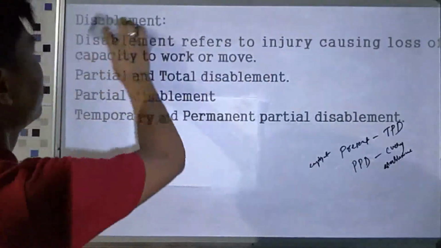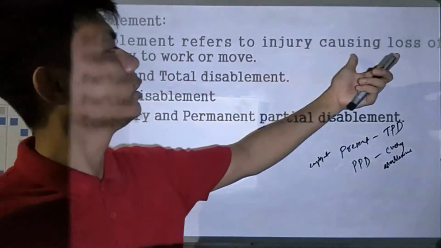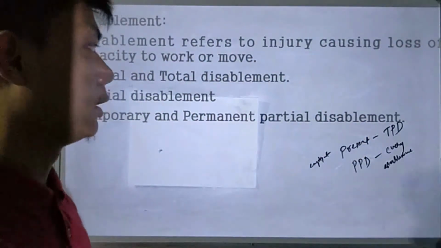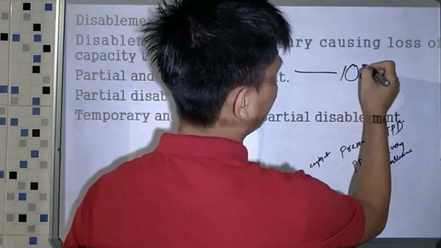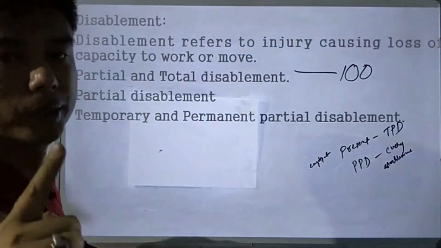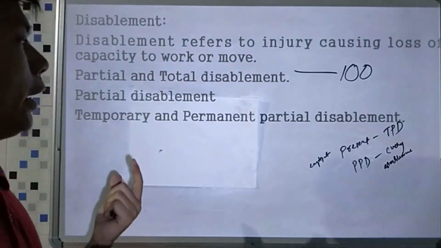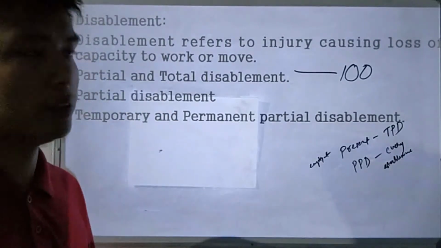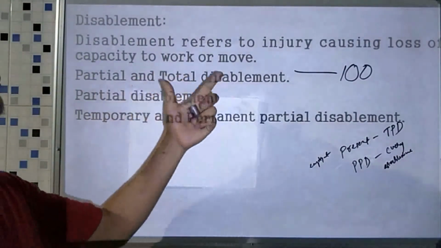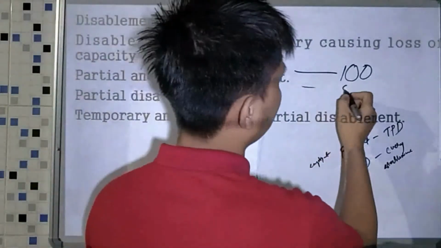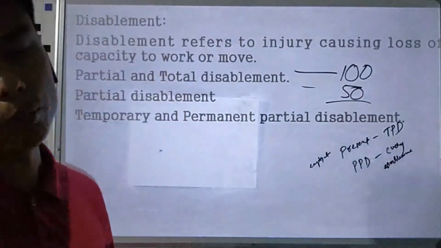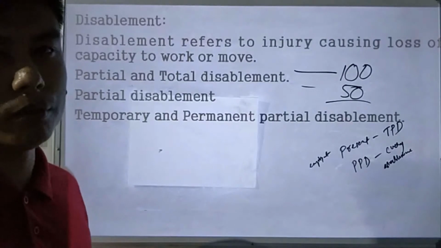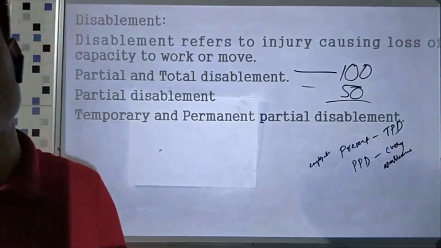So, what does disablement mean? It refers to injury causing loss of capacity to work or move. That means, let's say I was earning 100 rupees, and after my injury, that is after an accident, let's say it was partial disablement. My earning capacity was 120 rupees. Now how much do I earn? I earn rupees 50. That means, am I completely unable to work? No, that's why it's known as partial, right?